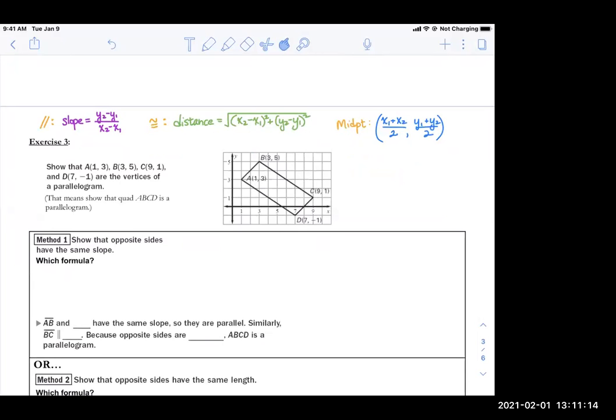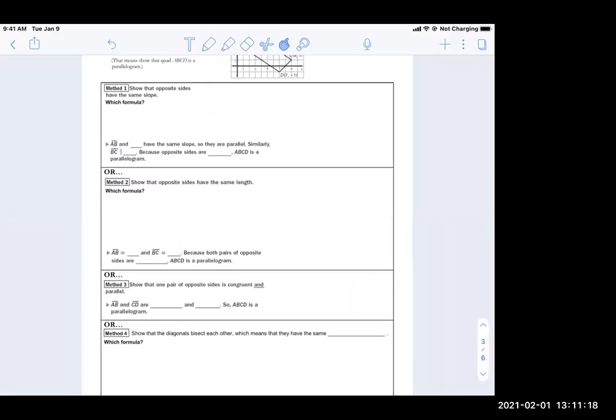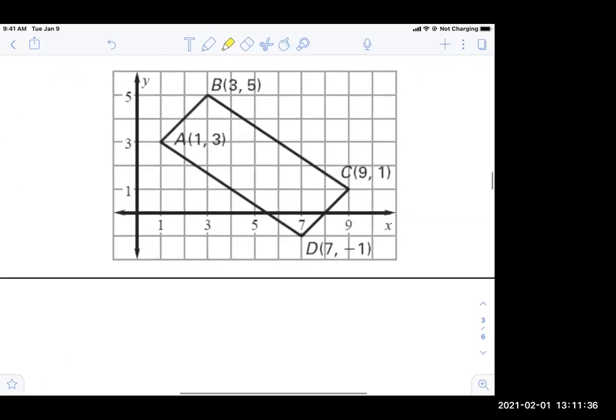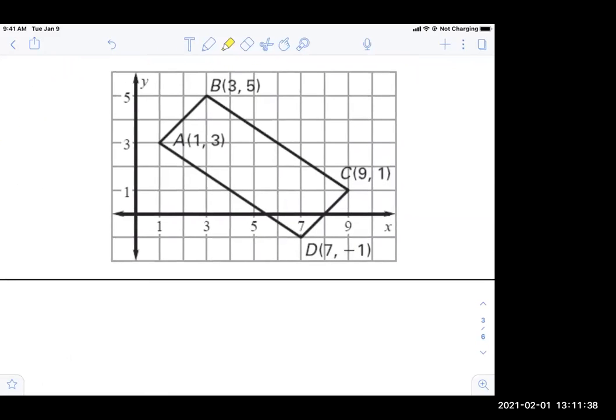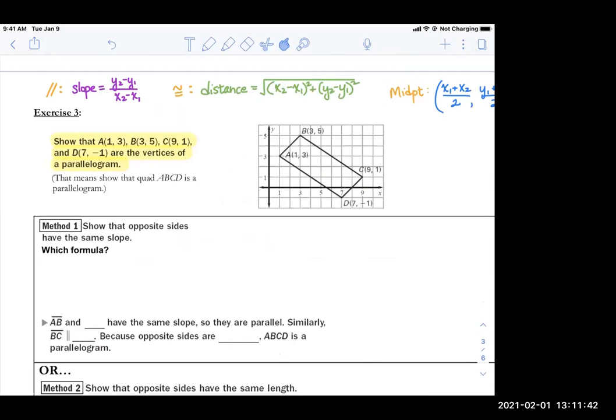So we're going to do the same problem four different ways. These are all the same problem. It says show that A, B, C, D are the vertices of a parallelogram. That means given those points, prove that it's a parallelogram. When you're looking at that, you're probably thinking it looks like a parallelogram. But we are proving this, which means we're going to show with numbers, with calculations, that it's a parallelogram.